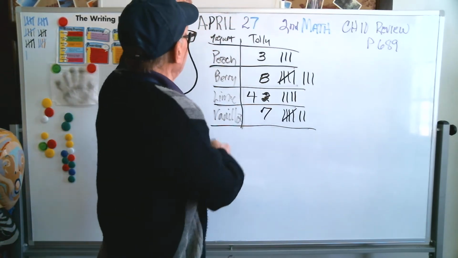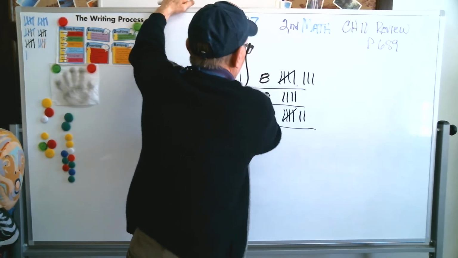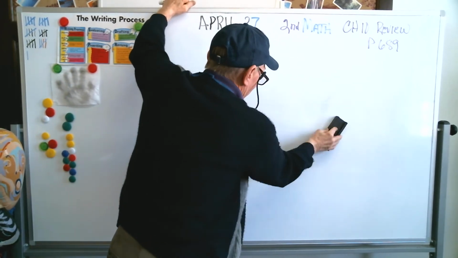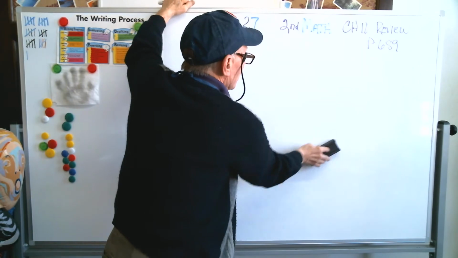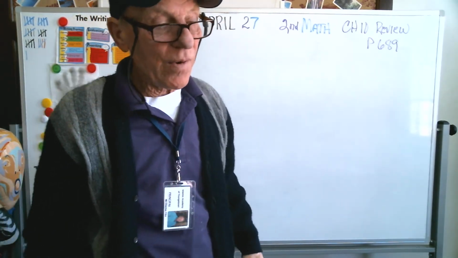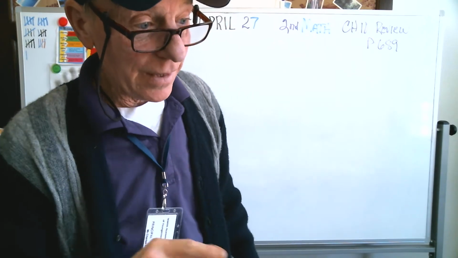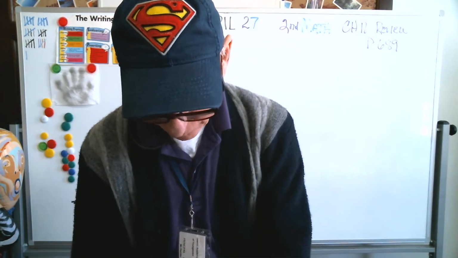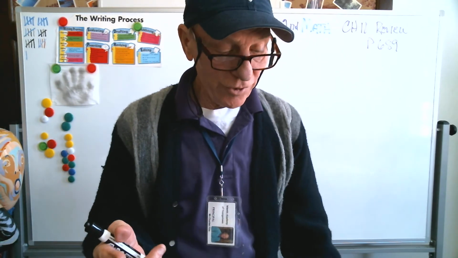So you can use your data to make conclusions. And if you were selling this yogurt, you'd probably want to have a good supply of vanilla and berry because that seems to be the most popular flavors. One of the ways you can use your data to improve your business.